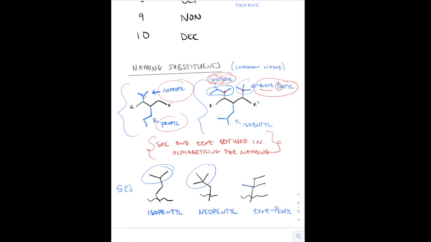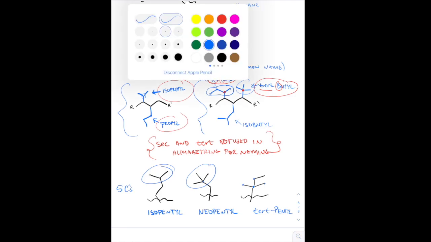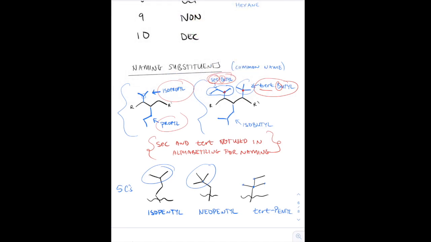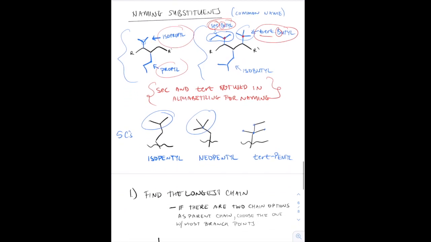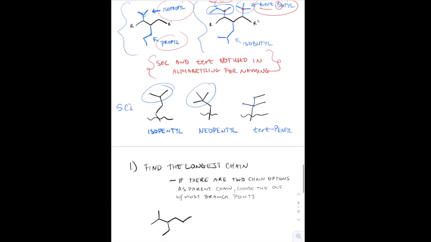All right, so these are some common names, and these are actually okay to use even though they're not necessarily following the IUPAC rules, okay? So I love using isopropyl or isobutyl rather than breaking down that substituent according to the IUPAC rules. But speaking of IUPAC rules, let's go over the first one. Rule number 1, find the longest chain.